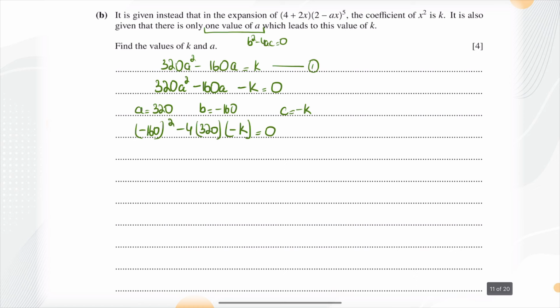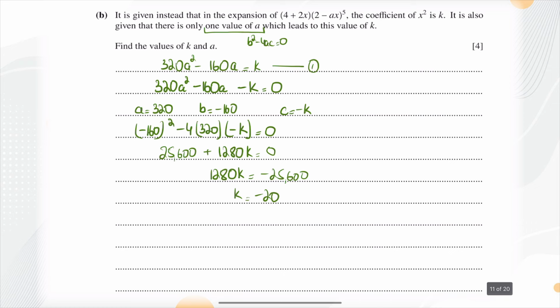Yeah, minus 25,600, positive 25,600. So 25,600, this would become plus 4 into 320 is equal to 1280k equals to 0. That means 1280k equals to minus 25,600, which means k is equal to minus 25,600 divided by 1280, which is equal to minus 20. Now this is only the value of k.